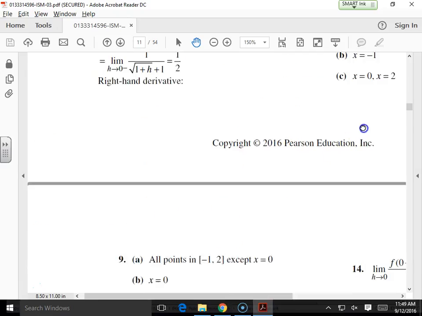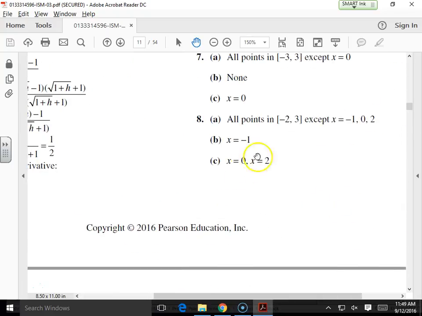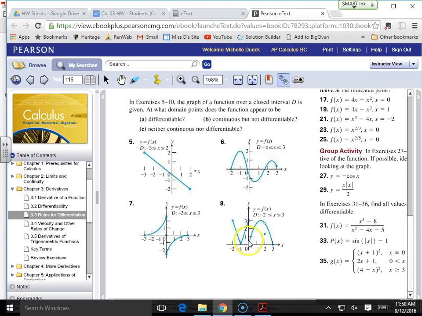Moving back, what's part number 8? Wait, did you go over B and C too? Oh, it was just which one was which. So at -1, it's continuous but not differentiable because the one-sided limits don't agree. So the derivative does not exist. And then at C, you have discontinuities at 0 and 2. At 0, the limits do not agree, so the function is discontinuous. And at 2, the limit does exist, the point does exist, but they don't agree.